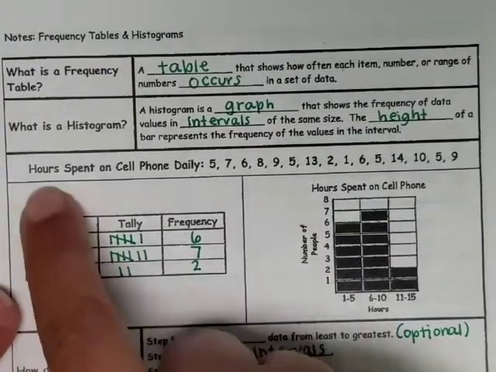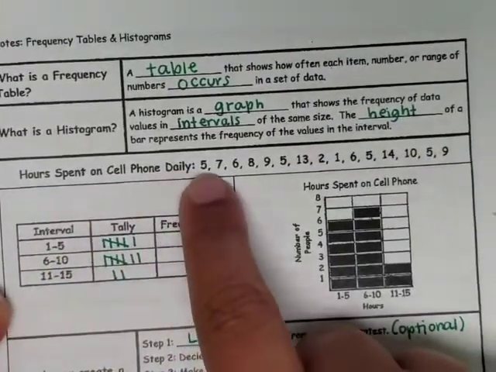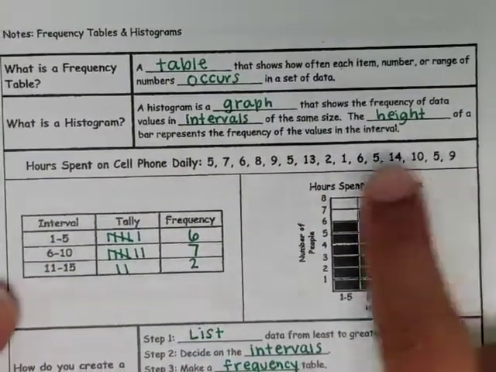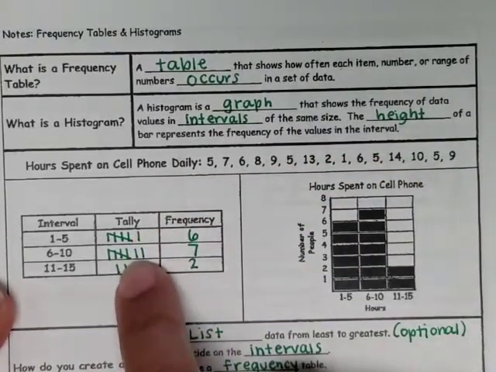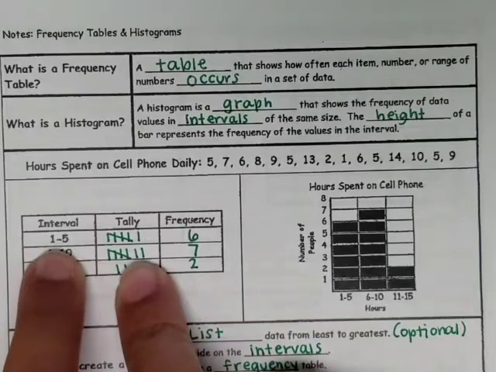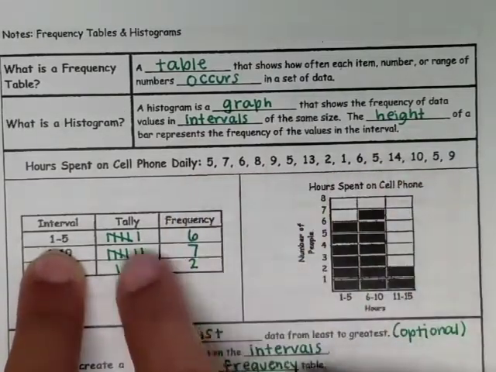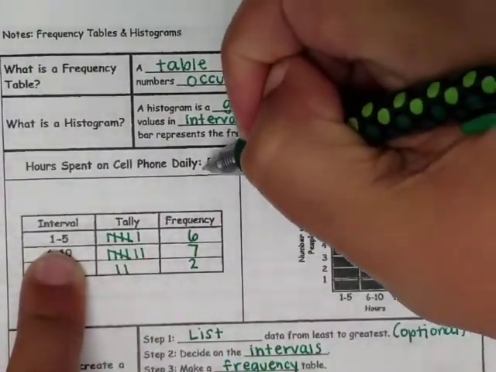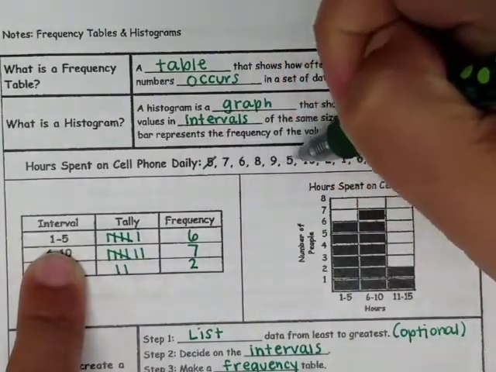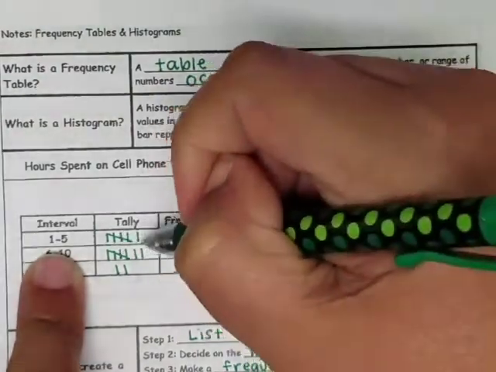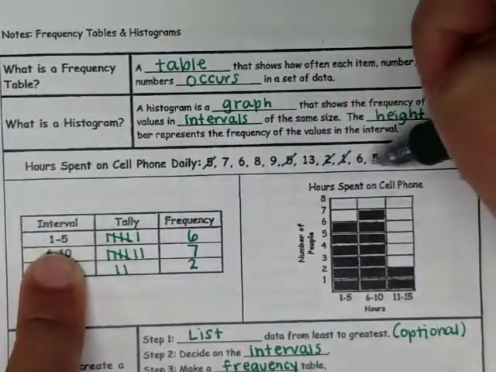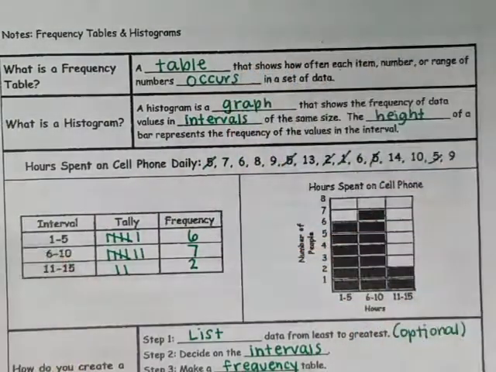So below is hours spent on cell phone daily, and this is a list of numbers. And then what I did was I went through every number and tallied inside the intervals right here. So the numbers 1 through 5, I counted how many I had and put them in here. So there was a 5 and a 5 and then a 2, a 1, and a 5, and that's where I put the tick marks. And that's how I got the 6 as my frequency.